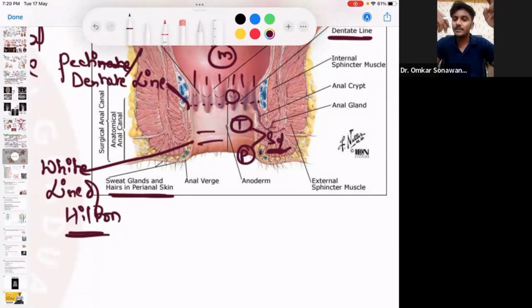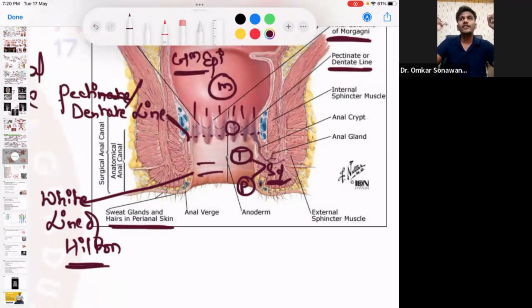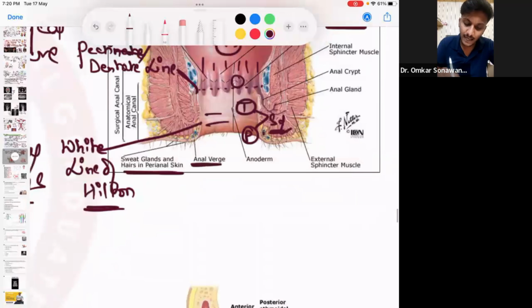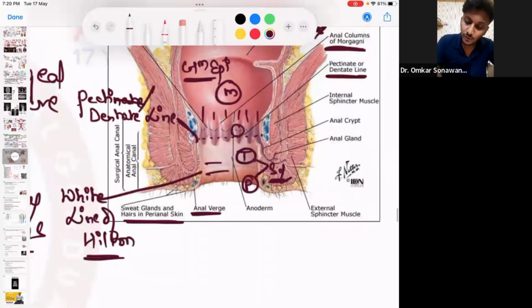But what is the important difference? In the transitional part there would be no sweat glands and no hairs, but in the pigmented part there would be presence of hairs as well as glands. Okay, no issues with this. How much is this? 15 mm, 8 mm. Okay, remember it like this. 15, 8. And the last one is the anal verge.